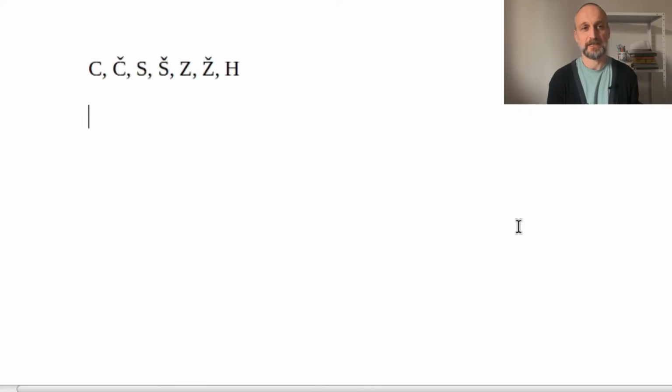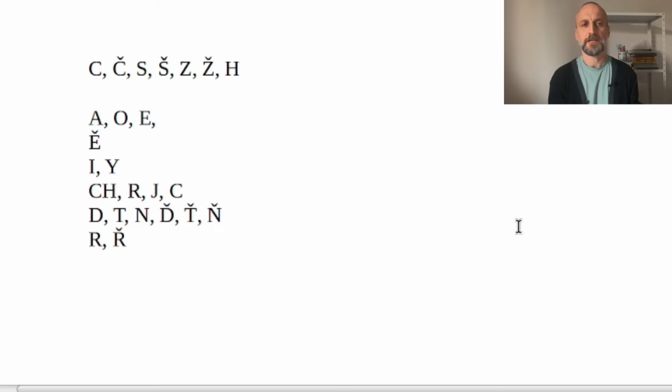Hey guys, today we're going to talk about another group of letters, some of which are specific to the Czech language, and consonants or sounds that correspond with these letters. Specifically, it's going to be sounds c, č, s, š, z, ž, and h.